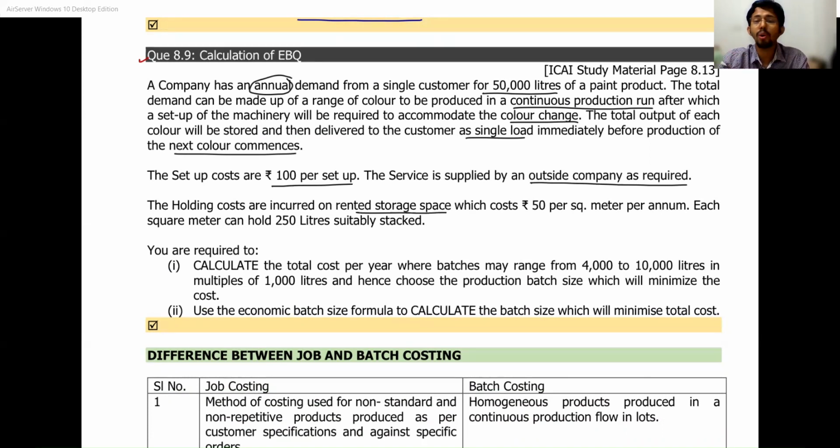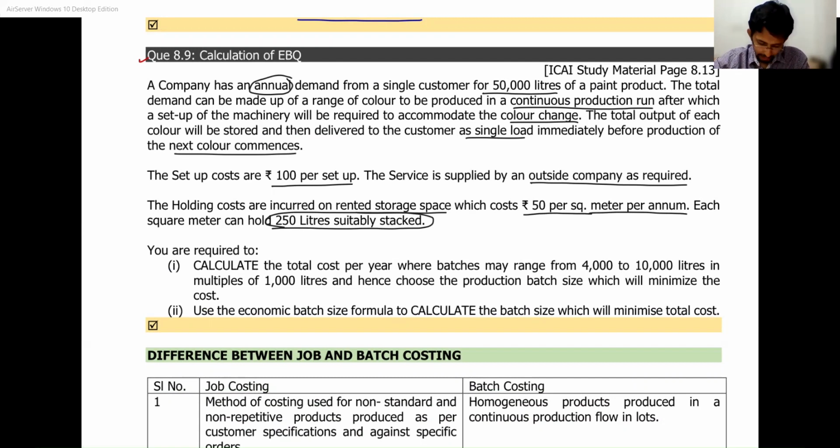See, if you want to store the color which you have already produced, you need to have a rented space for which you need to pay rental cost. And that costs rupees 50 per square meter per annum. So for each annum, it costs rupees 50 per square meter. Each square meter can hold 250 liters suitably stacked. So for each square meter, you can hold 250 liters.